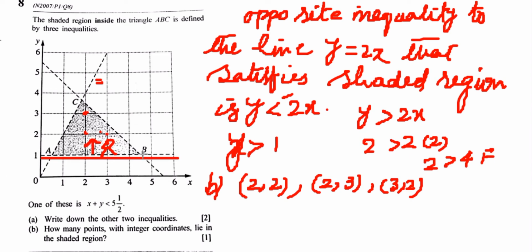Suppose you are wondering why here we are not considering the point (4, 1), then I want to say (4, 1) is not a part of this region. Actually this point lies on this line. So we will consider only those points that lie in this region.